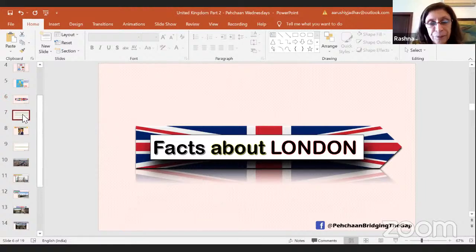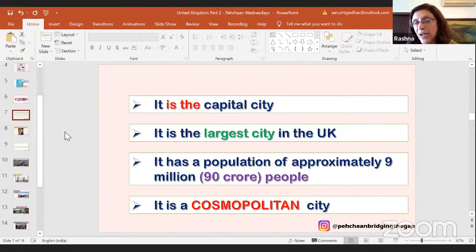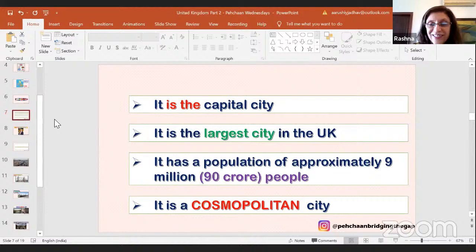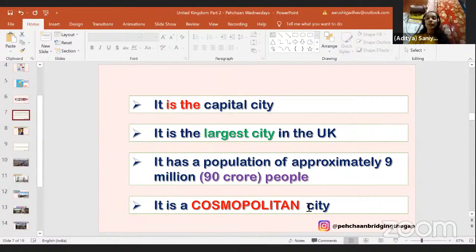Next one, please. So first we are going to talk about a few facts. And I would like somebody to please read this slide for me. Sanya Kesarwani, would you like to read very slowly, please? Yes, ma'am. It is the capital city. It is the largest city in the UK. It has a population of approximately 9 million. That is 90 lakh people. Sorry. It is a cosmopolitan city. Well done, Sanya.